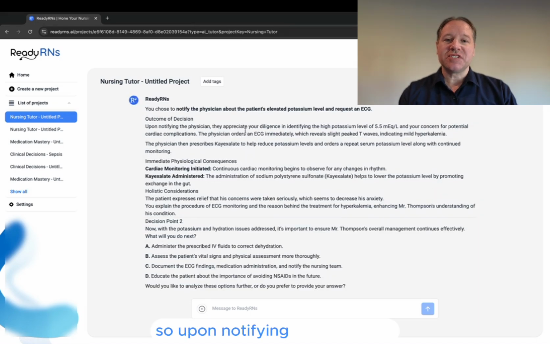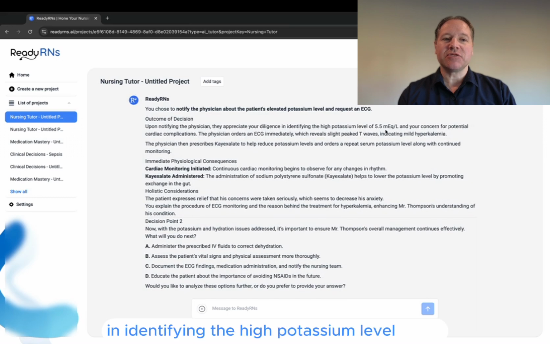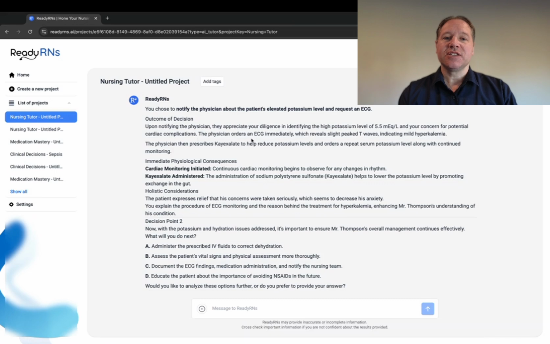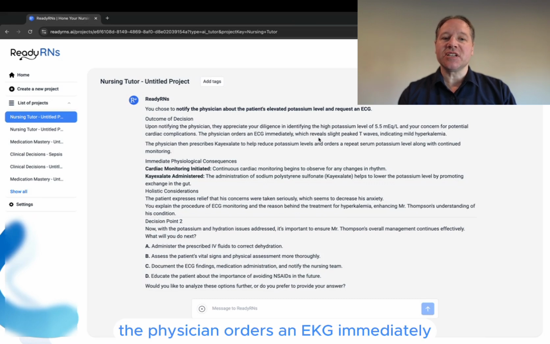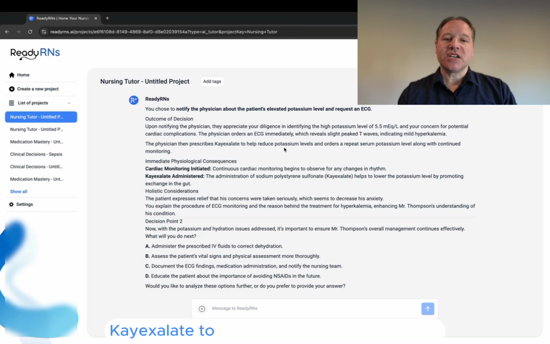Upon notifying the physician, they appreciate your diligence in identifying the high potassium level of 5.5 and your concern for potential cardiac complications. The physician orders an EKG immediately, which reveals slight peaked T waves, indicating mild hyperkalemia. The physician then prescribes Kayexalate to help reduce potassium levels and orders a repeat serum potassium level along with continued monitoring.